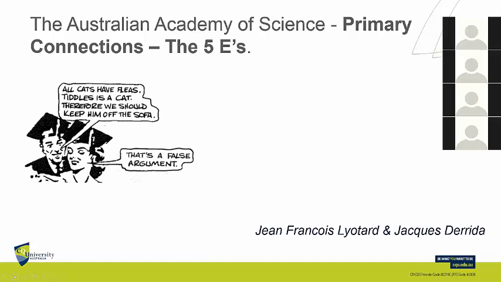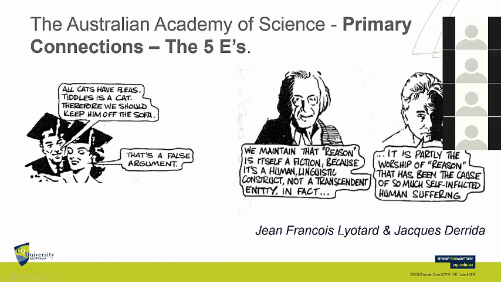Primary Connections really came about as an inquiry model, and as you can see here, we've got our romantic scientific academics. Tiddles is a cat. All cats have fleas, therefore we should keep him off the sofa. And this is Bertrand Russell's old Christmas turkey argument. It's actually a false argument, and as Bertrand Russell demonstrated in 1921, science can take a torch to these kinds of arguments, pull them apart, deconstruct them, reconstruct them, and show that they can be falsified and therefore they're not true science.